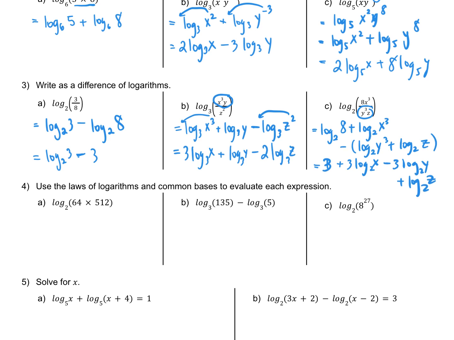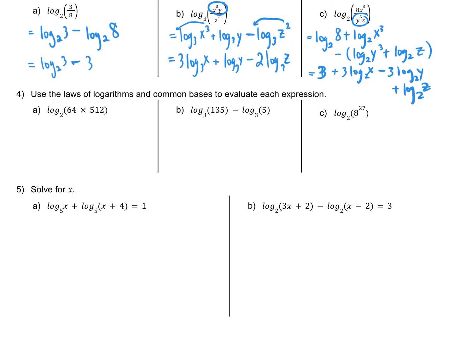Now we're going to put these laws and properties together to help us evaluate expressions that we otherwise couldn't do. So in our first example, we have log base 2 of 64 times 512. And instead of me multiplying 64 by 512, I'm going to break it down into a sum of logs. So log 64 base 2 and log 512 base 2. And now I will evaluate those logs individually and add up the answers.